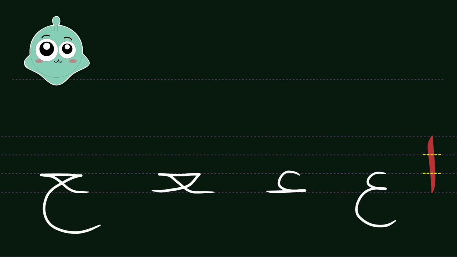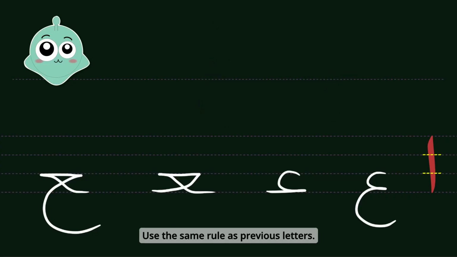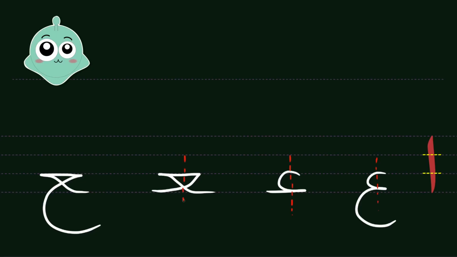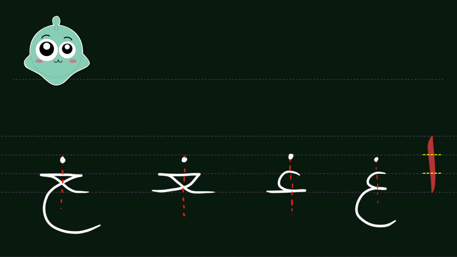Now, with the second letter in this family, Ghain. Its shape is identical to Ain in every position. The only difference, you add a single dot above the body. Use the same rule as previous letters. Find the middle of the rounded part of the letter. Place the dot above it, not too close, not too high. Keep it small, neat, and proportional.